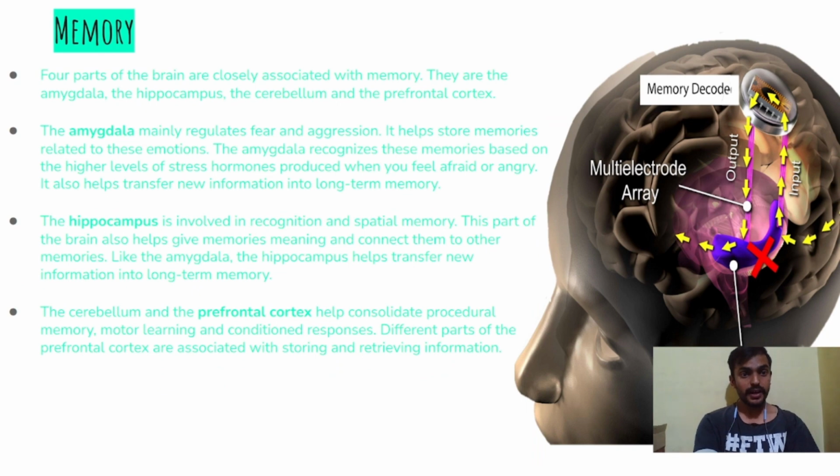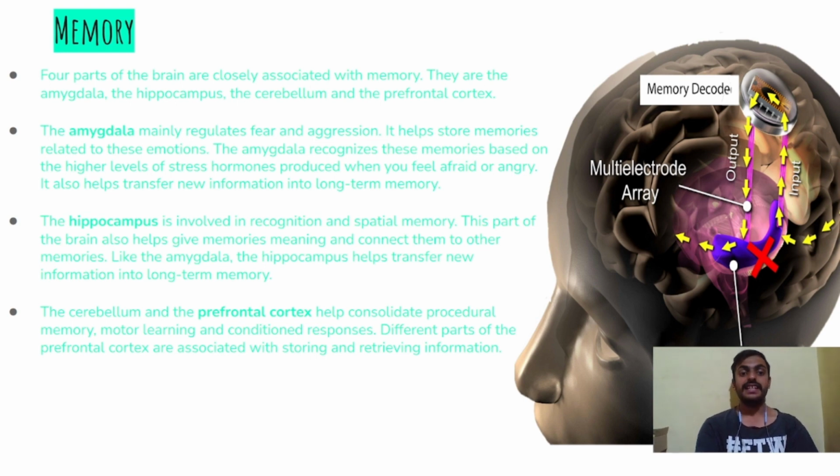Memory. Four parts of the brain are closely associated with memory. They are the amygdala, the hippocampus, the cerebellum, and the prefrontal cortex. The amygdala mainly regulates fear and aggression. It helps to store memories related to these emotions. The amygdala recognizes these memories based on the higher levels of stress hormones produced when you feel afraid or angry. It also helps to transform new information into long-term memory.